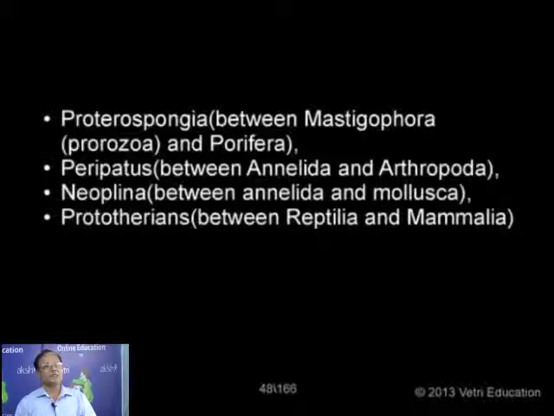Neopilina, the recently discovered mollusk, is also considered a living fossil. It exhibits segmentation just like annelids. That is why it is considered a connecting link between annelida and mollusca, but it is a molluscan animal. The prototherians, the egg-laying mammals, form a connecting link between reptiles and mammals, exhibiting the characteristics of both reptilian character as well as mammalian character.